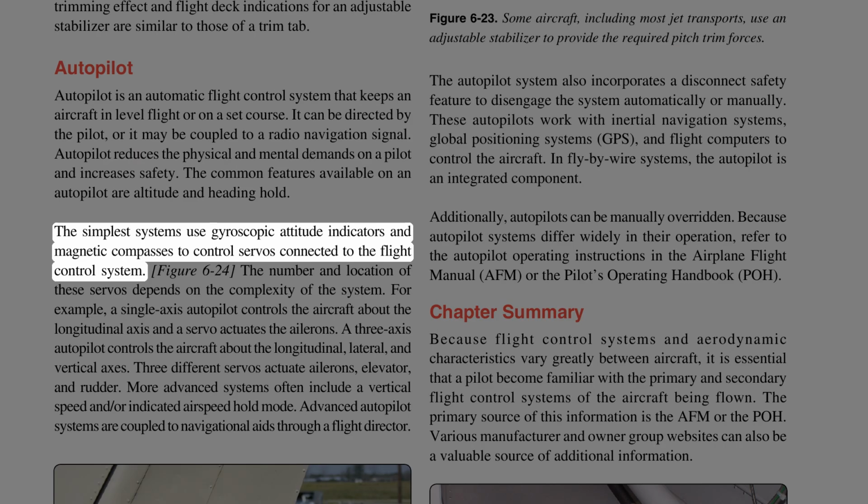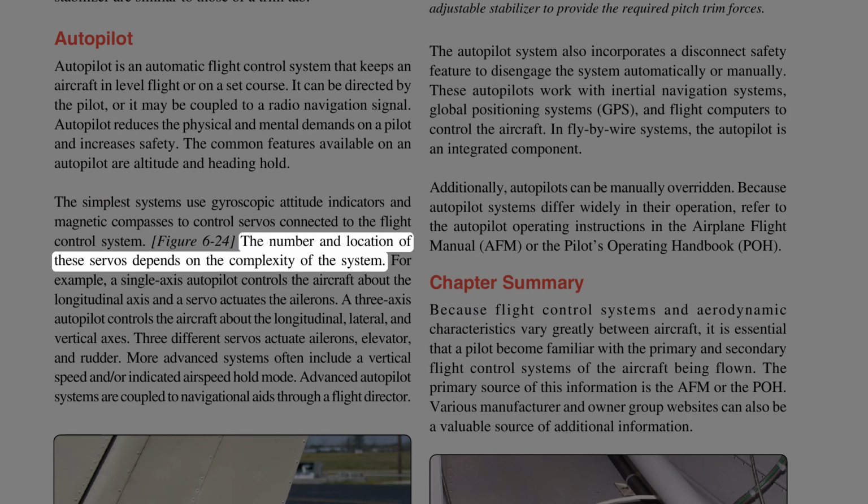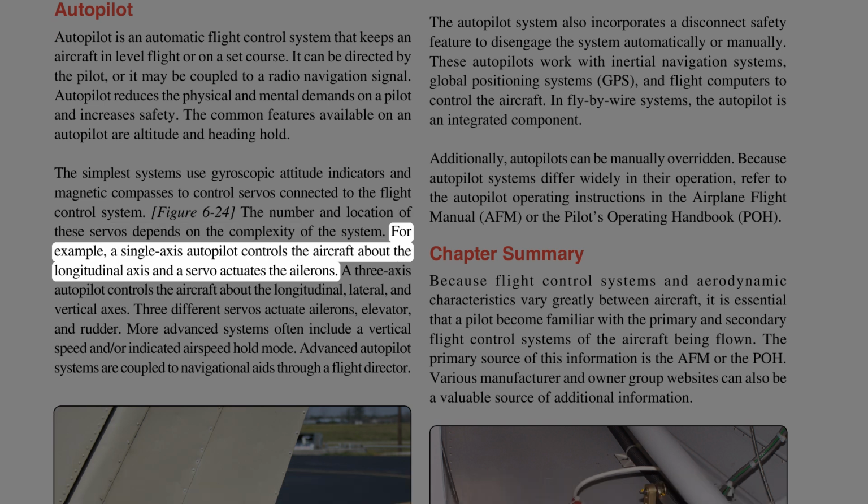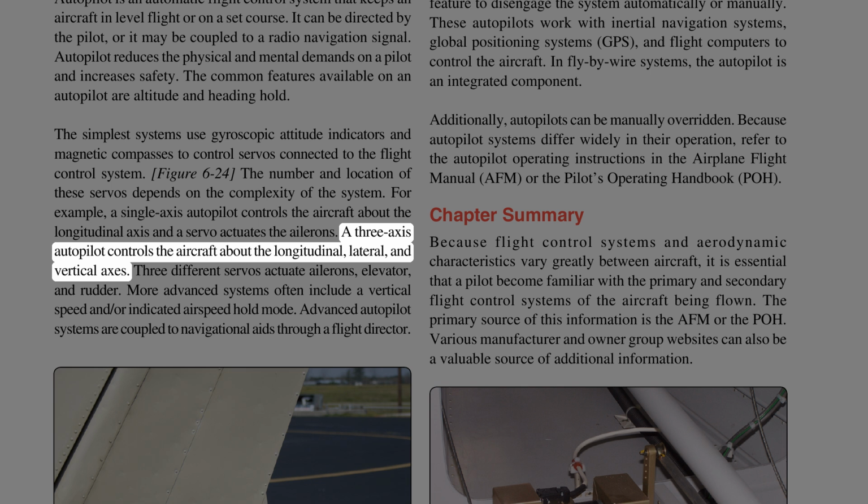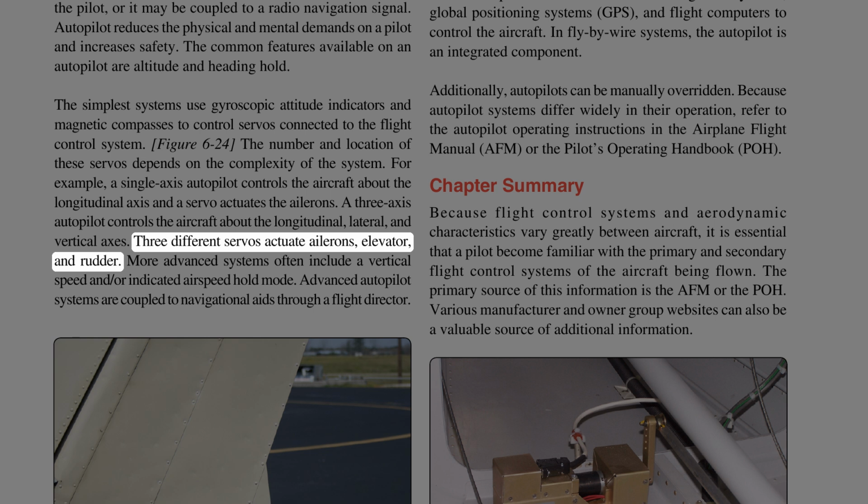The simplest systems use gyroscopic attitude indicators and magnetic compasses to control servos connected to the flight control system. The number and location of these servos depends on the complexity of the system. For example, a single-axis autopilot controls the aircraft about the longitudinal axis and a servo actuates the ailerons. A three-axis autopilot controls the aircraft about the longitudinal, lateral, and vertical axes. Three different servos actuate ailerons, elevator, and rudder.